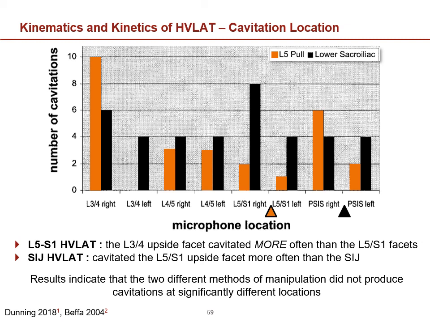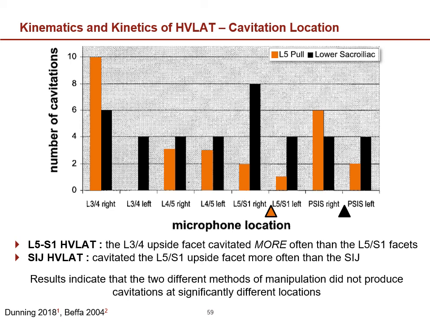And so I implanted the small triangles there so you can see the level at which the thrust was applied, the target segment, and then you can see, relative to the same color coding of the histogram, where the majority of the cavitations occurred. So taking the L5 pull technique, for instance, we can see that the L3, L4 upside facet cavitated more often than the L5 S1 facets.